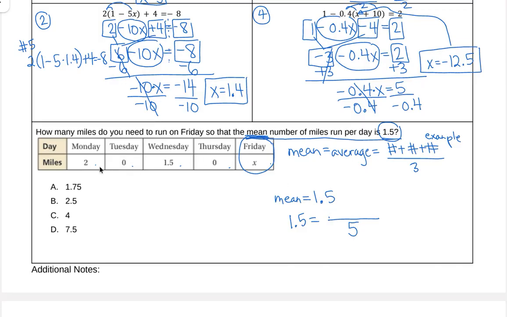Then I'm going to go in and fill in these numbers to say, well, I ran 2 miles on Monday. I ran 0 miles on Tuesday, right? I ran 1.5 miles on Wednesday. I ran 0 miles on Thursday, and I'm running X miles on Friday, which is what I really want to know. So when I talk about word problems, I want to define what my variable means. And X equals the number of miles ran on Friday.